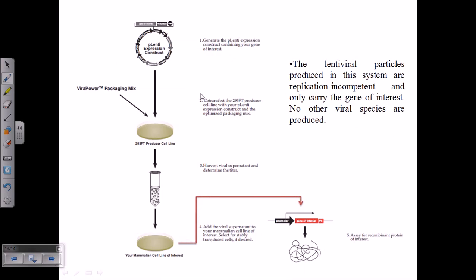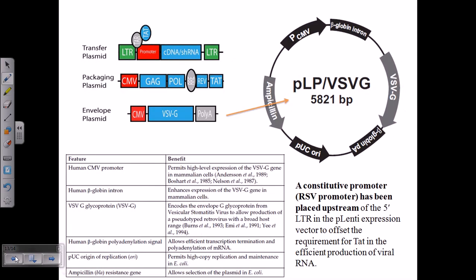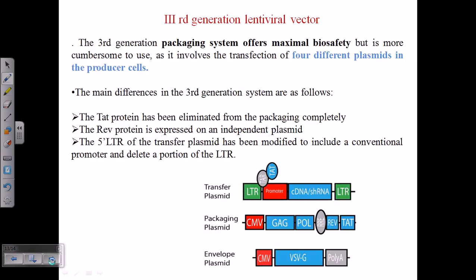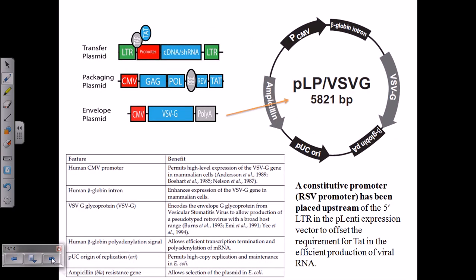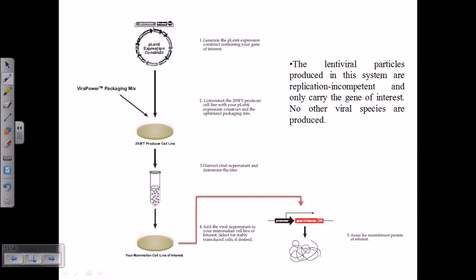now let us look at the process. Once we know all these three different types of plasmids, and obviously we must have our plasmid carrying our desired gene, we take the lentivirus expression construct and the package mix, and we transfect all of these plasmids. Co-transfection is done in the 293T cell line, which is HEK 293T. It is also a human embryonic kidney cell, and we co-transfect this cell with all these different types of plasmids.